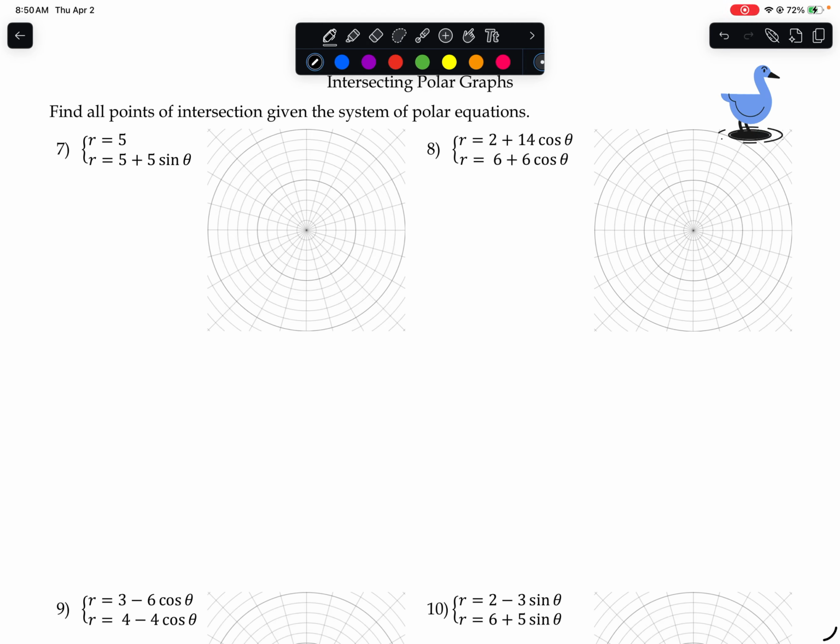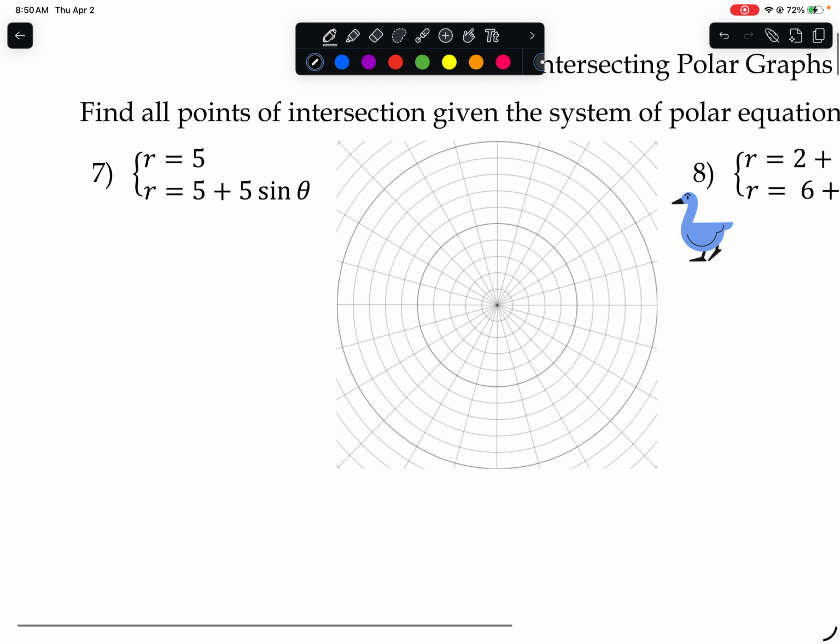Welcome back, everyone. So in this video, we're going to talk about intersecting polar graphs. We're going to look to see where these polar equations are going to intersect, specifically on a polar graph. So we're just going to dive right into number one.